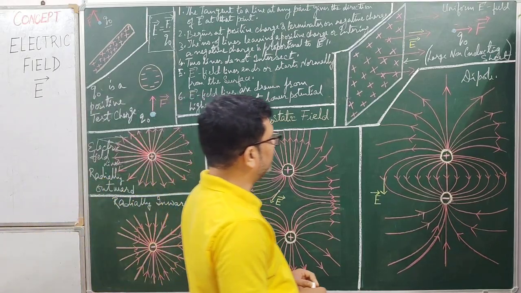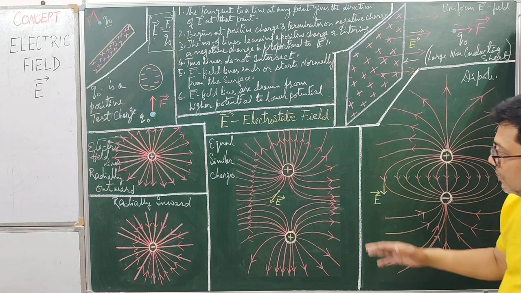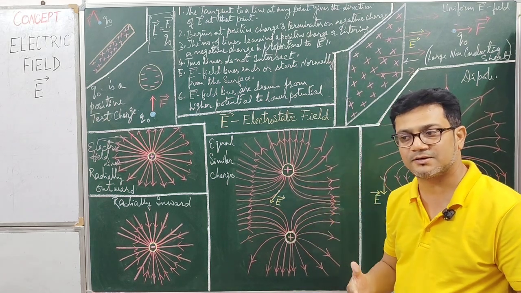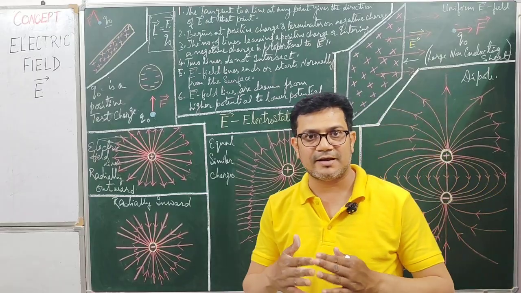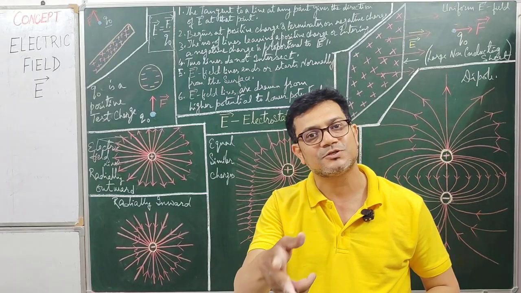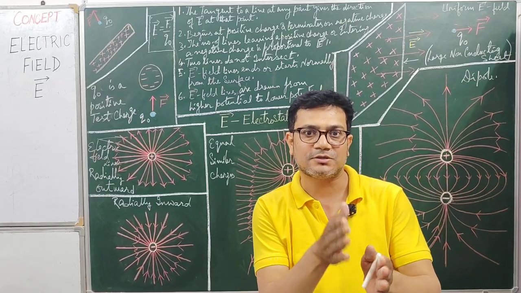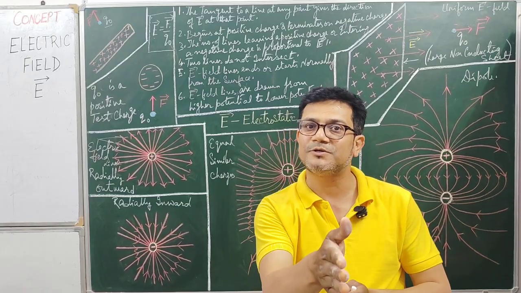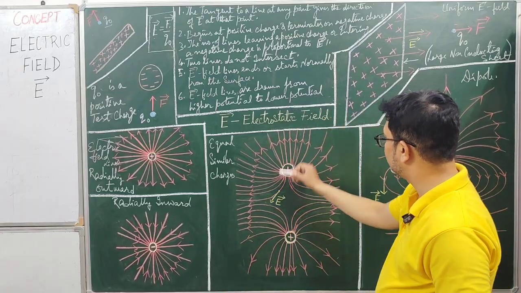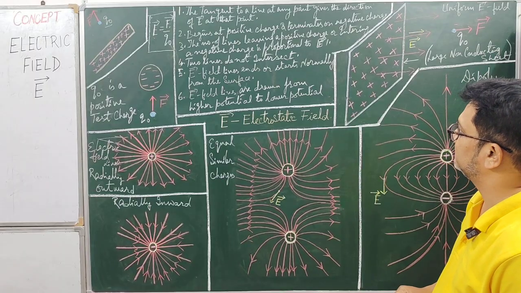The fourth point could be very important. These lines that we have made do not intersect anytime. So no two lines of force can intersect. If they intersect, then at the intersection point there would be two tangents, which is not possible, because the tangent shows the direction, and the direction could be just one. It could not be two directions. So two lines of force cannot intersect.